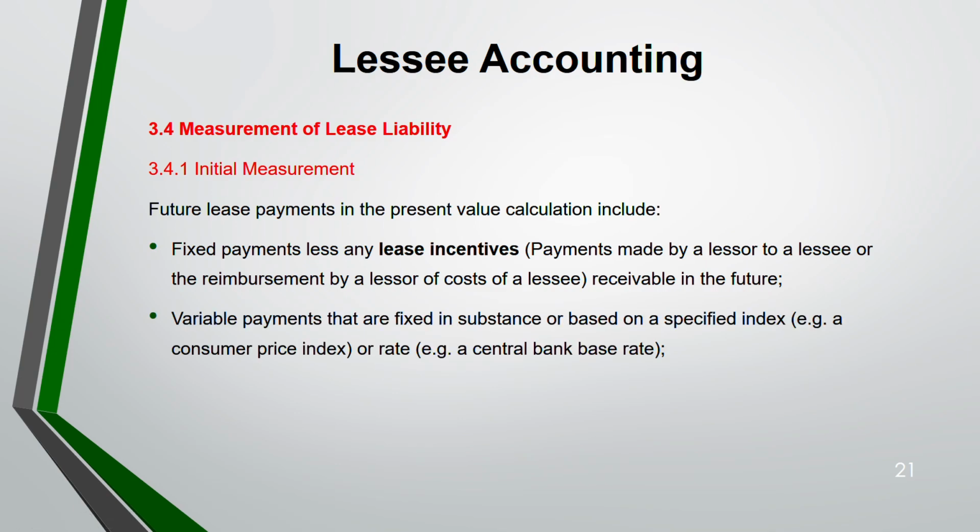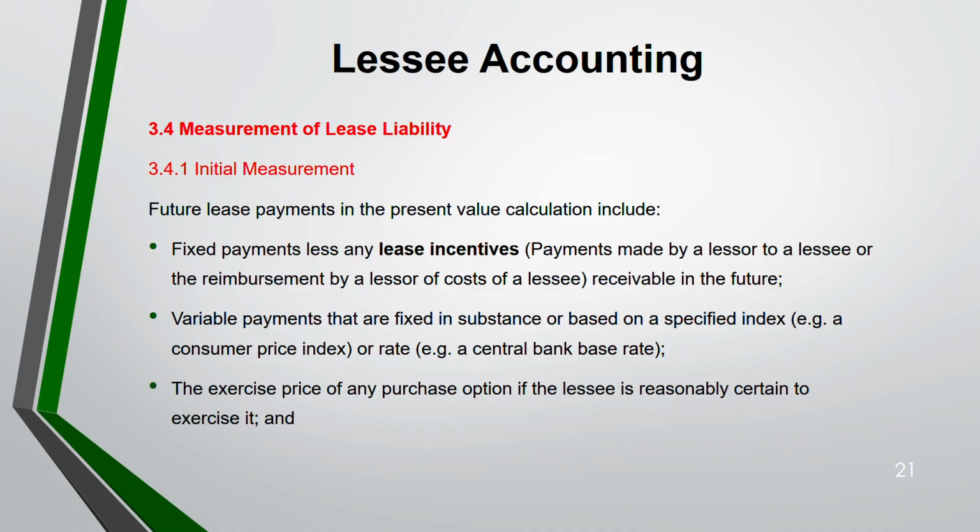Next is variable payment. Variable payments are fixed in substance or they are based on a specified index, for example, consumer price index or central bank base rate. Next, exercise price of any purchase option if the lessee is reasonably certain to exercise it. If they will exercise the option, then only you have to take the exercise price. Otherwise, you do not take the exercise price if they are not likely to exercise the option.